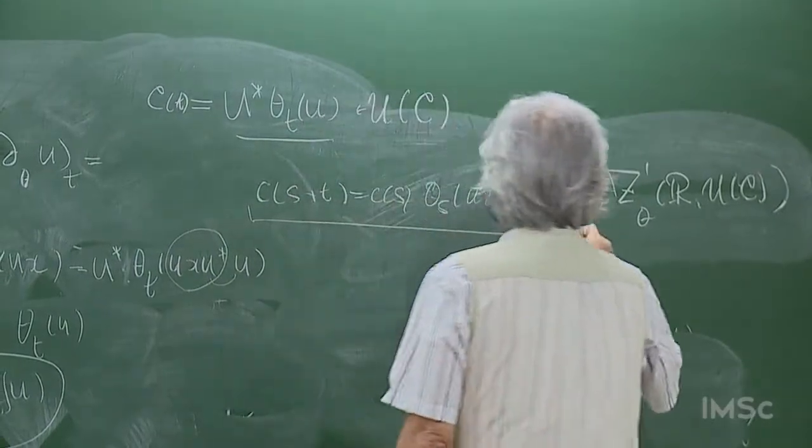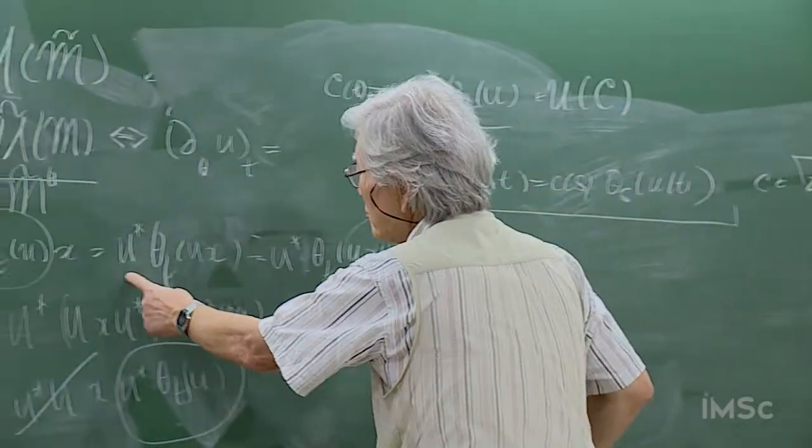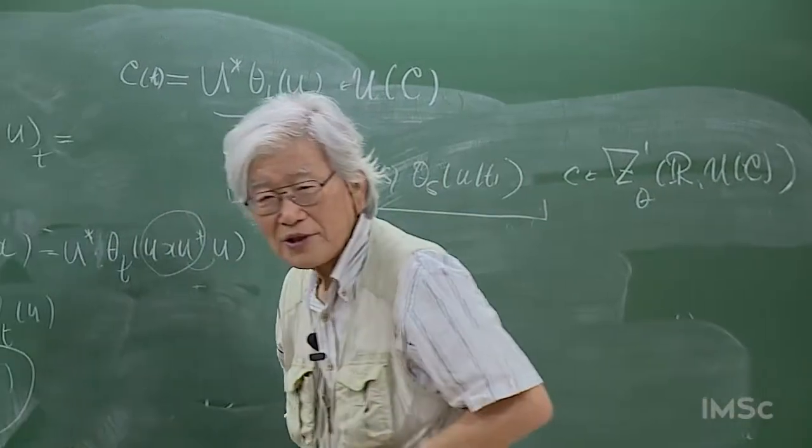Okay, it need not be a coboundary, of course. If U was chosen from the center, then this is a coboundary. Yes.